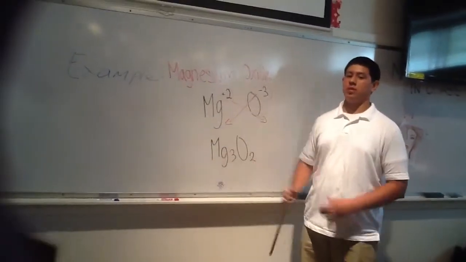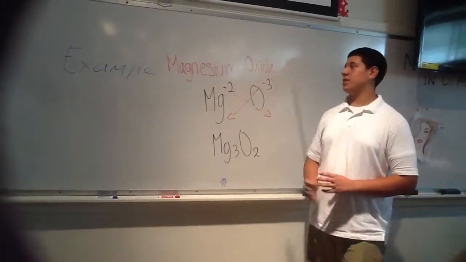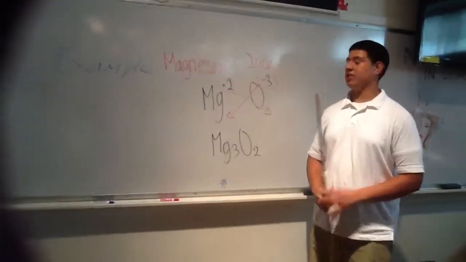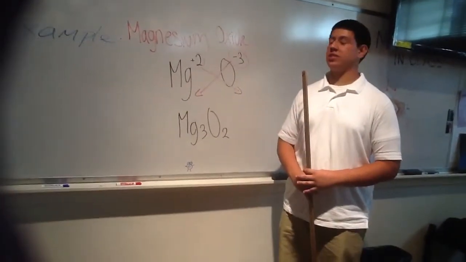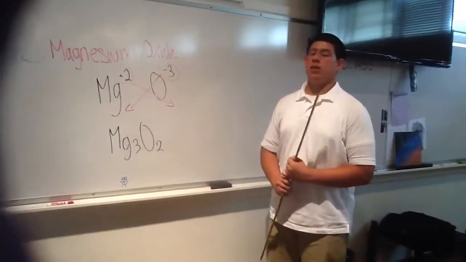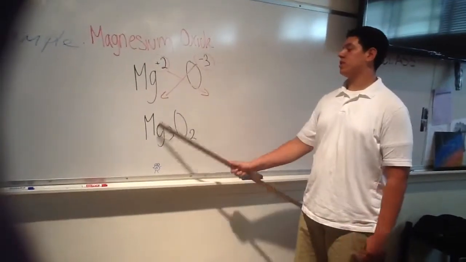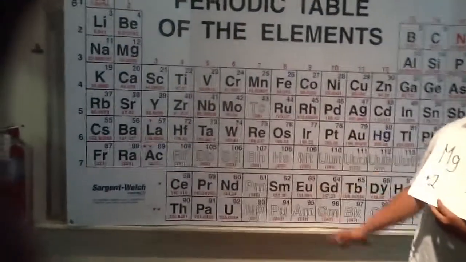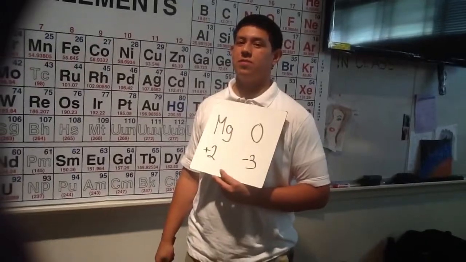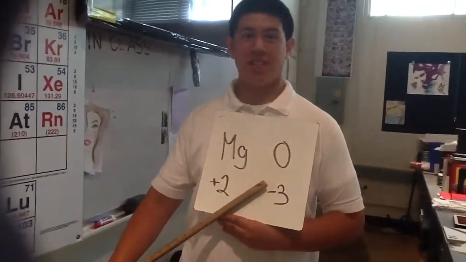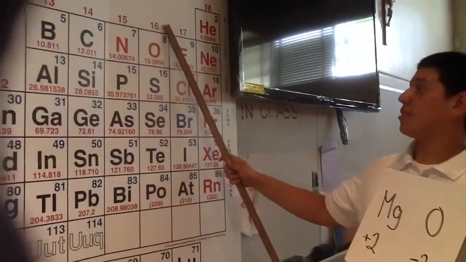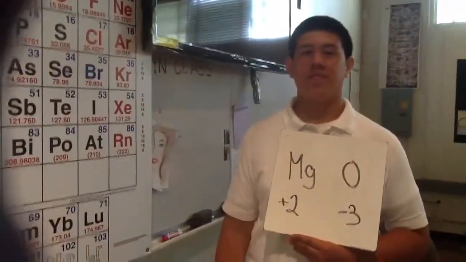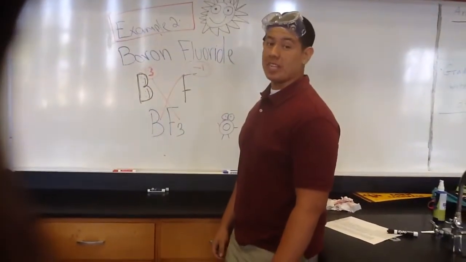For example, Mg oxide, which is Mg, has a charge of +2, and O has a charge of -3. And both the charges switch, which leads to Mg3 and O2. The reason why Mg has a charge of +2 is because all the elements in column 2 have a charge of +2. And O has a charge of -3 because the elements in column 16 have charges of -3.